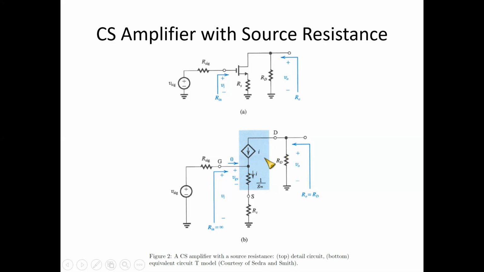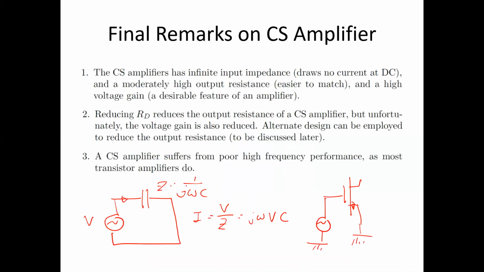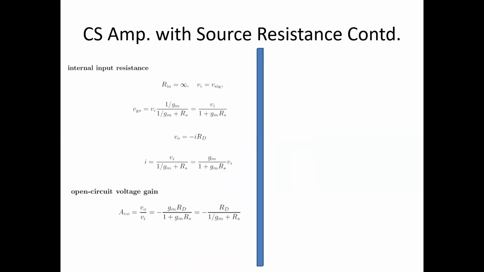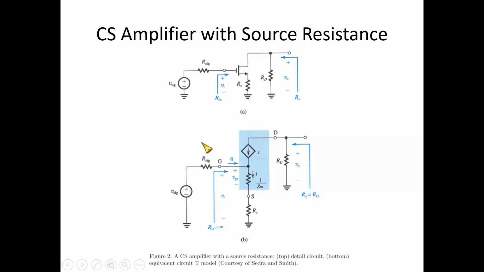the resistance RD, and hence the value of Vo will rather be minus I RD. So Vo will be equal to minus I RD, because the direction of the current which is flowing through the RD resistance is from here to this, like this.